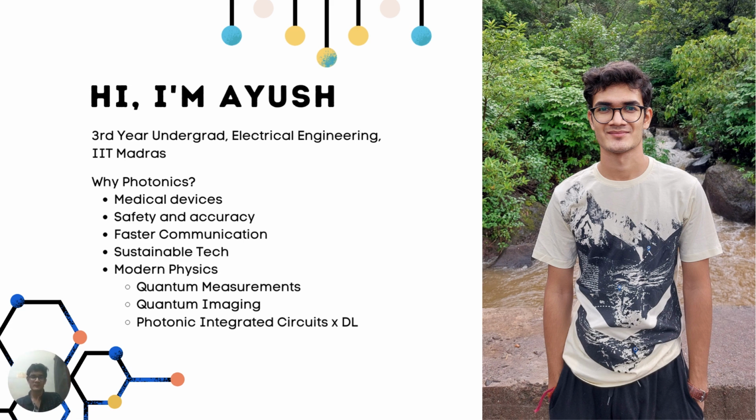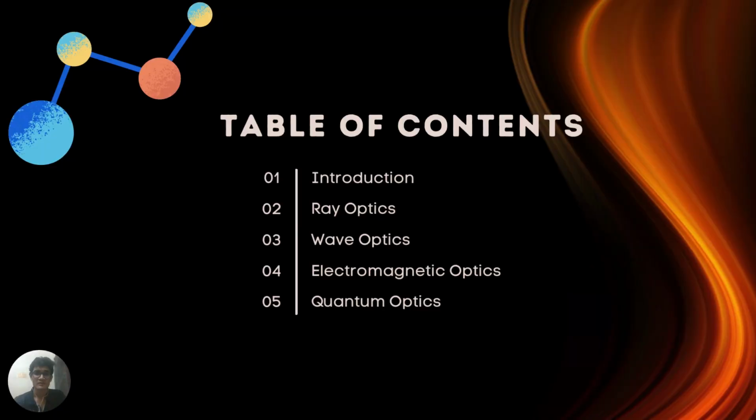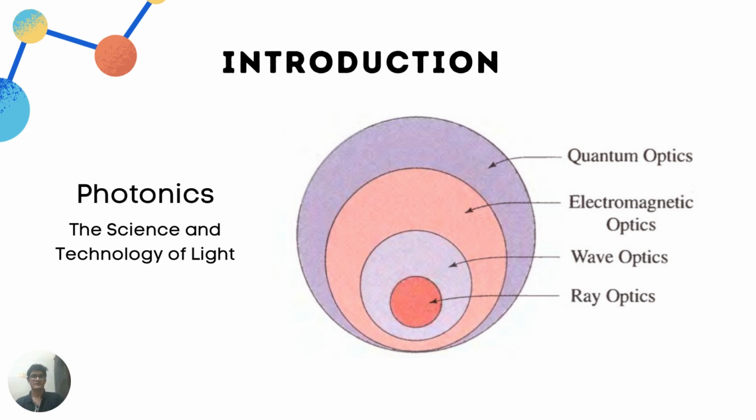So, coming back to the talk, this is going to be the structure. I'll first introduce the basic concepts that go into understanding light. Then we go through ray optics, which later evolved into wave optics, followed by electromagnetic optics in the previous century, and quantum optics as we see it in the 22nd century. Let's start with the introduction.